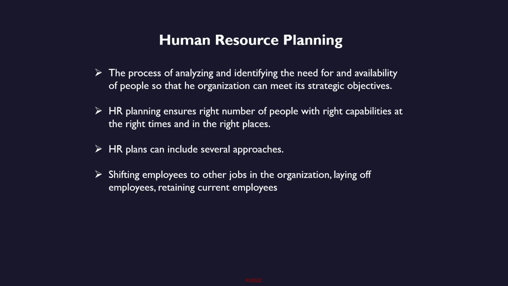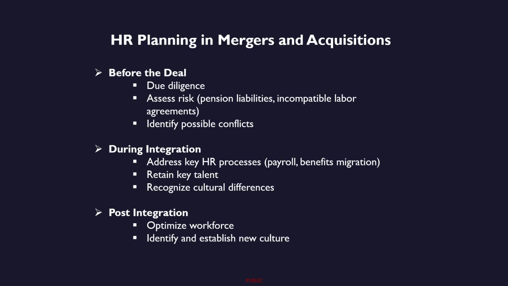So, human resource planning. This is a process of analyzing and identifying the need for and availability of people so that the organization can meet its strategic objectives. HR planning ensures the right number of people with right capabilities at the right times and in the right places. So, HR plans can include several approaches, like shifting employees to other jobs in the organization, laying off employees, and retaining current employees.